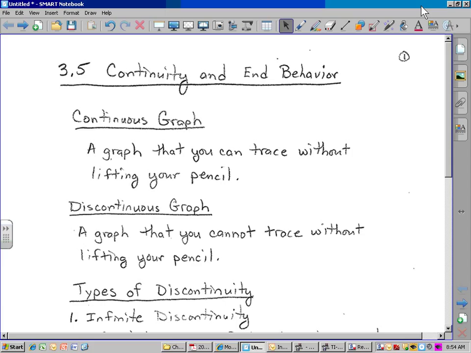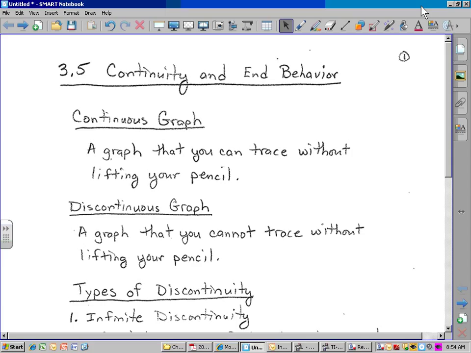So let's first define what exactly is a continuous graph. I think the easiest way to discuss that is a continuous graph is a graph that you can trace without lifting your pencil. If you have a picture of a graph and you can put your pencil on it and trace the entire graph that you see, it's continuous.